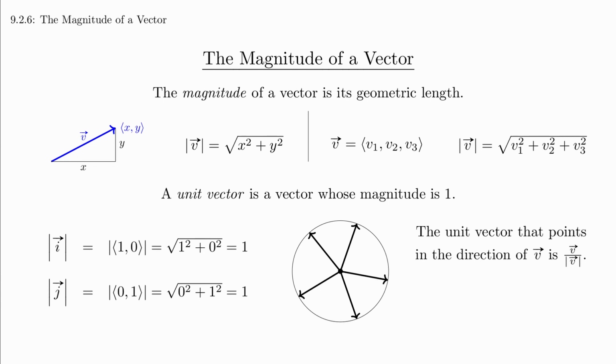This makes intuitive sense if you think of a few examples. If you have a vector of length 3, how much do you need to shrink it by to make it have length 1? It must shrink down by 1/3, or by 1 over 3. And that's the basic idea.